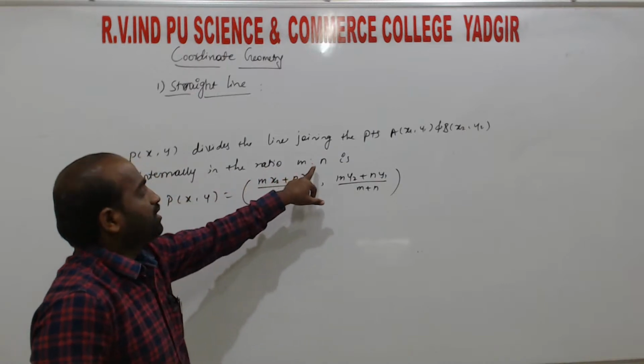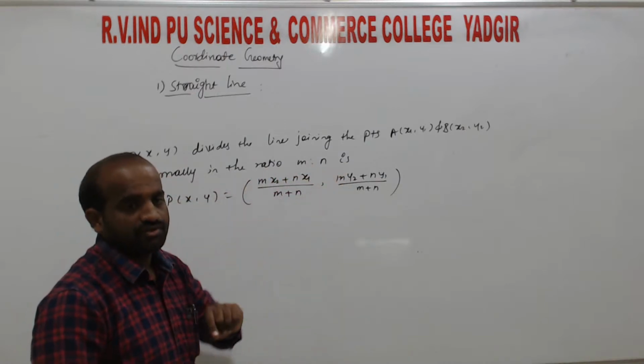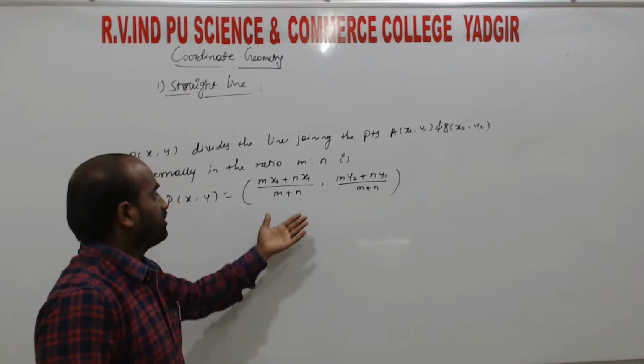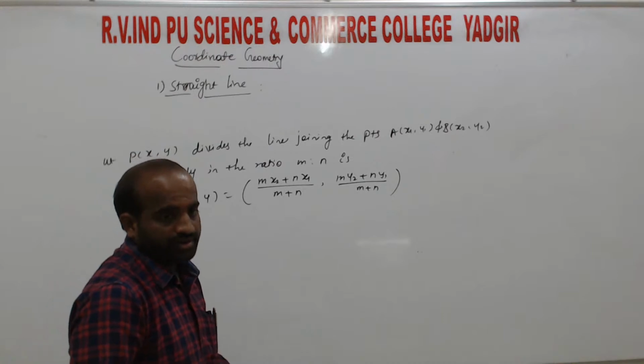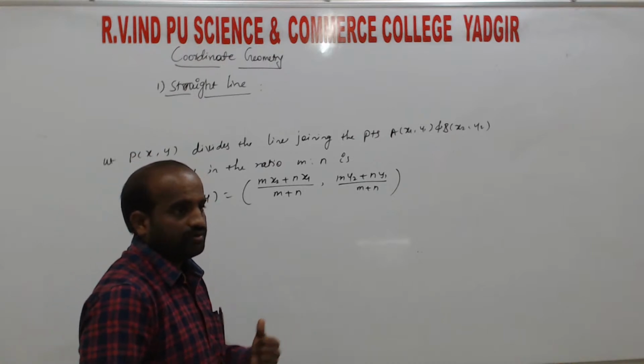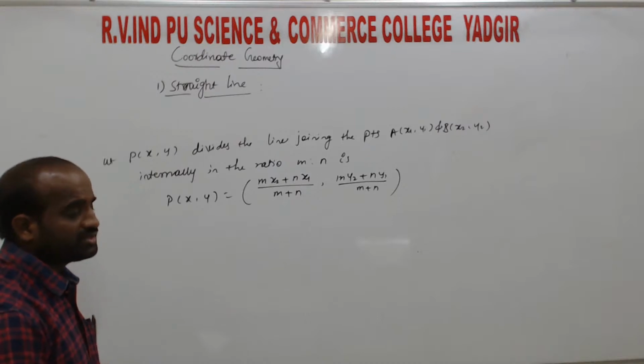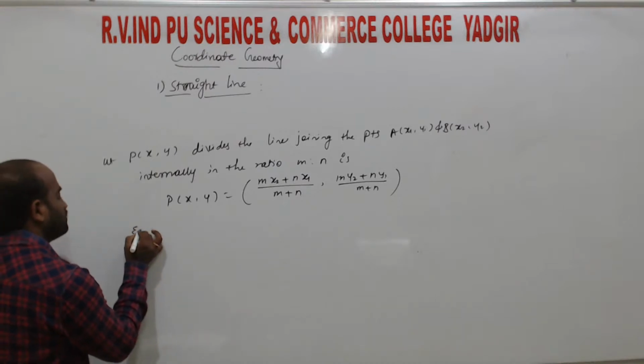Internally in the ratio m is to n. This means the section formula for internal division. The proof was already done in 10th class. Okay. Now externally in the ratio m is to n, what is it?